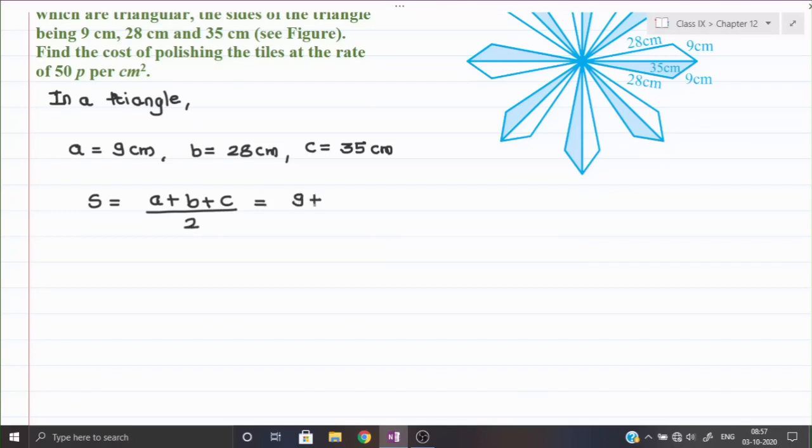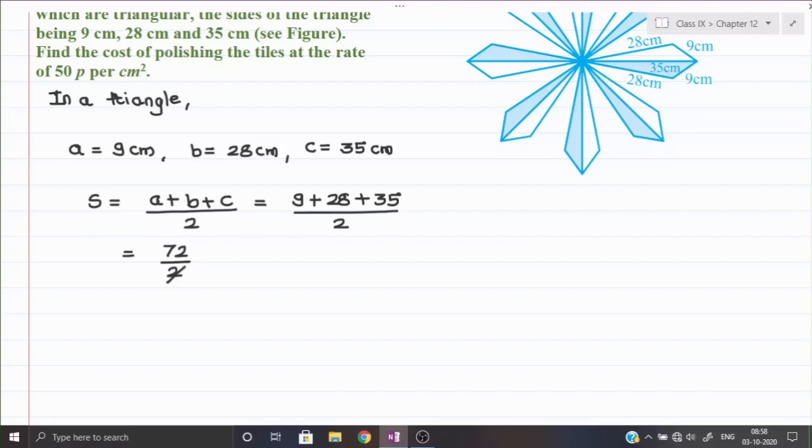Put up the value here: 9 plus 28 plus 35 whole divided by 2. Now if I add 35 and 28, 35 plus 20 is 55, 55 plus 8 is 63, and plus 9 is 72. Once we can check, so it is coming, I think, 72. Checking once more: 5 plus 8 is 13, 13 plus 9 is 22, write 2 carry 2, 3 plus 2 is 5, 5 plus 2 is 7.